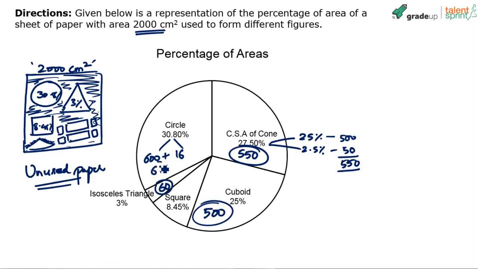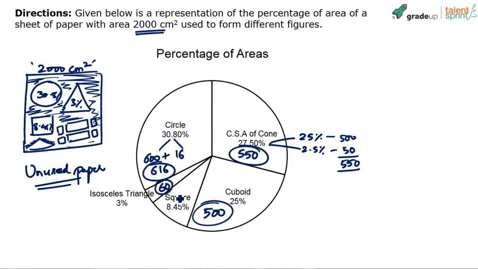So 616 is the area occupied by the circle. You're able to follow. Break it up. 30.8 is 30 plus 0.8. 30% of 2000 is 600. 0.8%. 1% is 20. 0.8 will be 0.8 of 20, which comes out to be 16. Right? So this comes out to be 616.